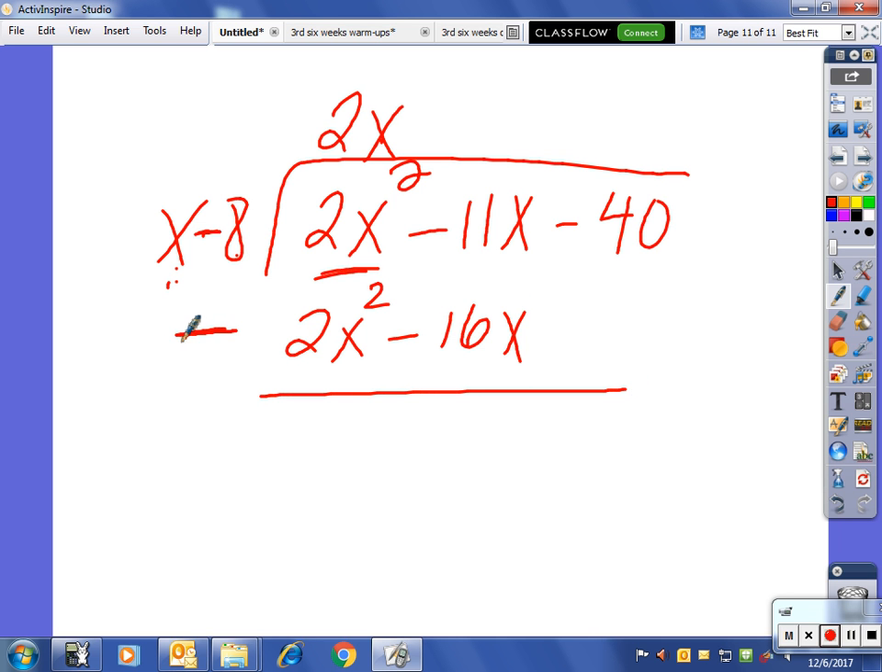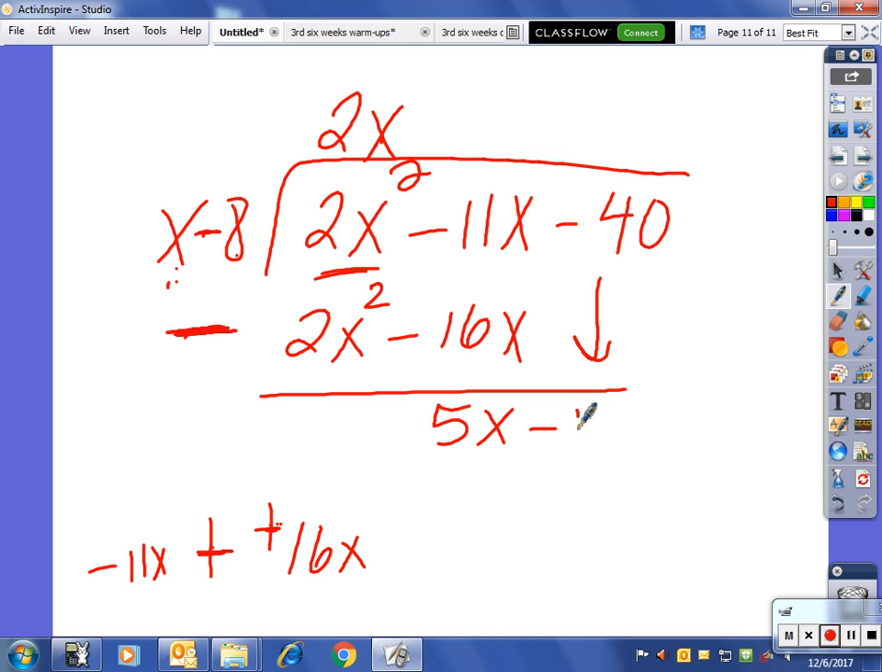Now here's where you got to be super careful. We are subtracting here, but look what we are doing. We're doing negative 11x minus negative 16x. What is this? This becomes a giant positive 16. So what's a negative 11x and a positive 16x? 5x. And then bring down the minus 40.